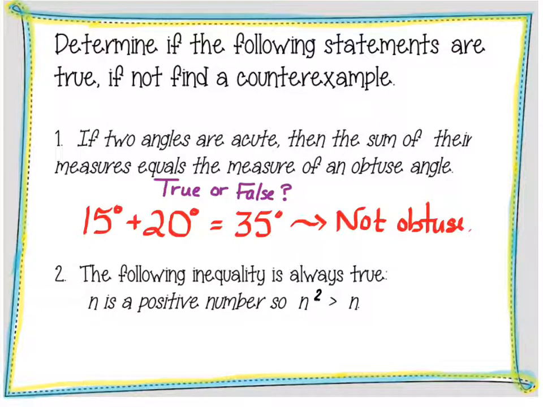All right, number 2, the following inequality is always true. Boy, you better be careful where it says always, because all you have to do is find one counterexample. All right, so n is a positive number, so that when you square that positive number, it's going to be bigger than the number itself. Now that's pretty logical. It would seem like that would be true. But let's see if we can find a counterexample.